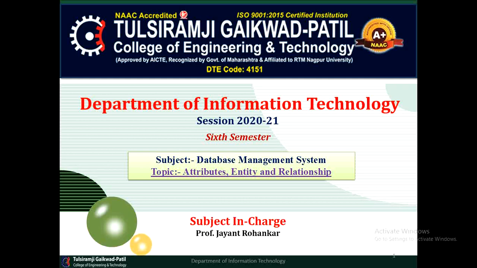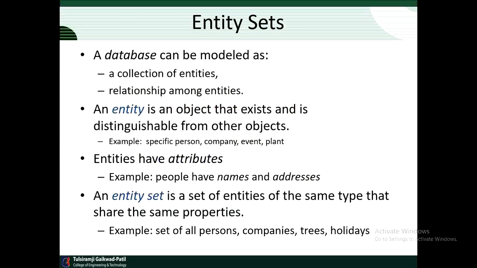and Technology. So friends, today we are going to learn about attributes, entity and the relationship set. This is part of database management system. So we will move ahead and we will see entity sets. A database can be modeled as a collection of entities and relationships among the entities. So a database which is designed should be a collection of entities, and the relationship among those entities will collectively be called a database. What is meant by entity then?